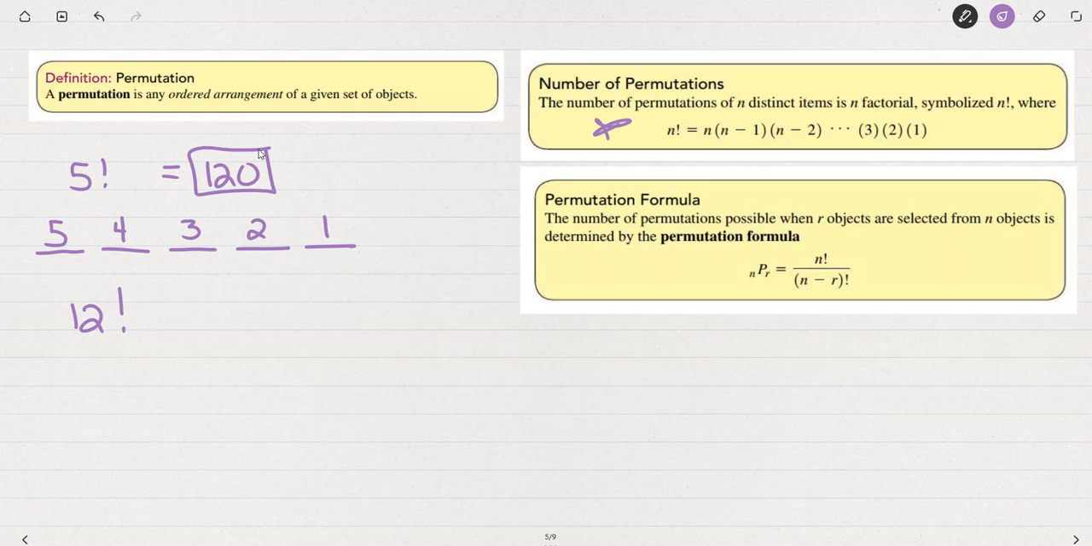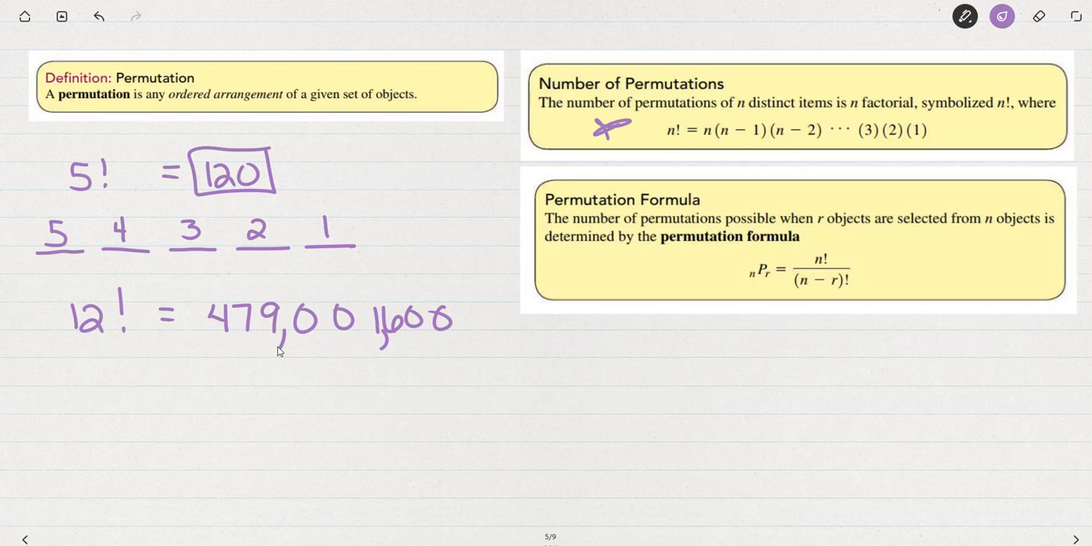For 12, how many different ways can you arrange those 12 dinner guests? Are you ready for this? These numbers just always astound me. 479,001,600 ways that we can arrange 12 people around a table. And that's how we calculate a permutation.